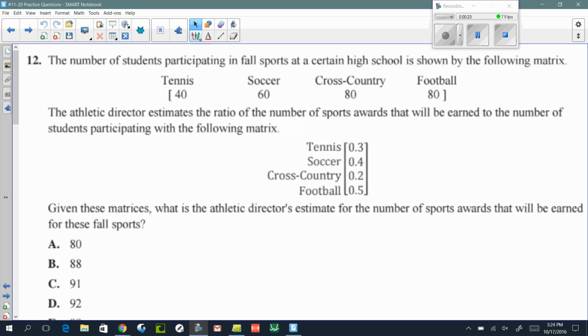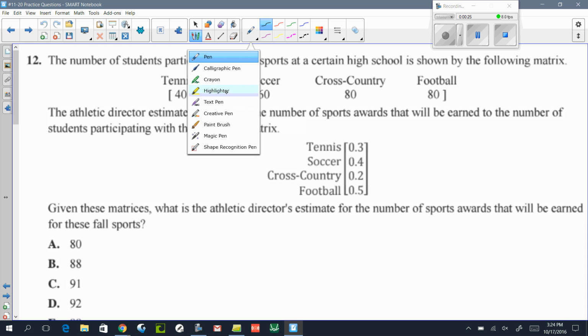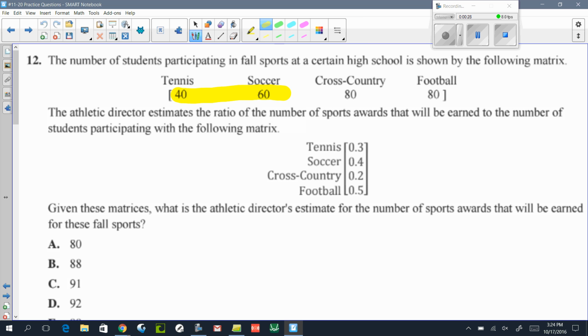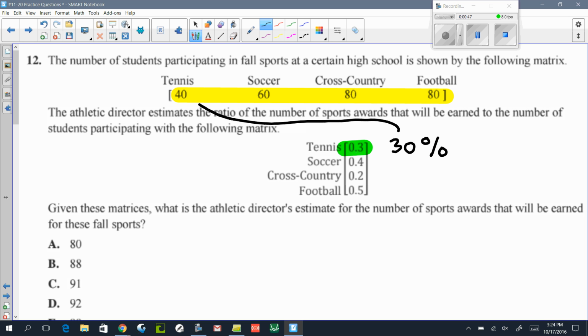The big thing to understand here is what this problem is really telling us. These numbers up here represent the number of students in each activity. And these numbers right here in this matrix represent the percentage of kids that are going to earn awards in that activity. So in tennis, you see 0.3. Remember that 0.3 is equivalent to 30%. So what it's saying is that 30% of these kids in tennis are going to earn an award. And so on, 40% in soccer, 20% in cross country, and 5% in football.